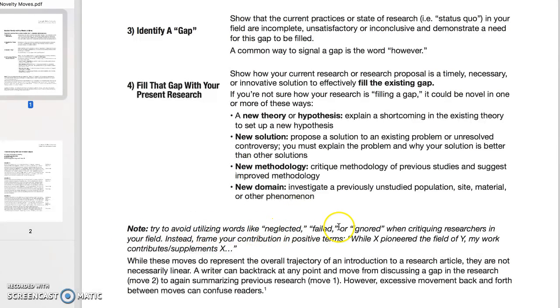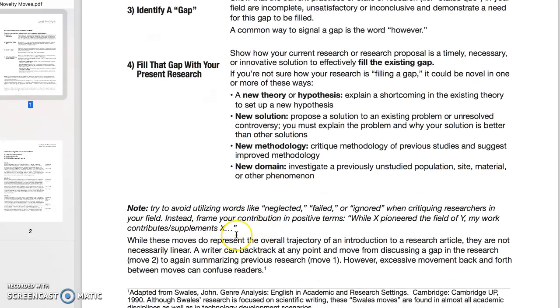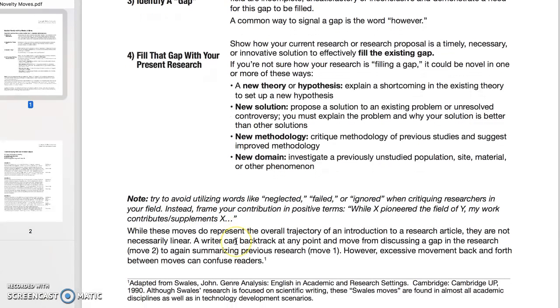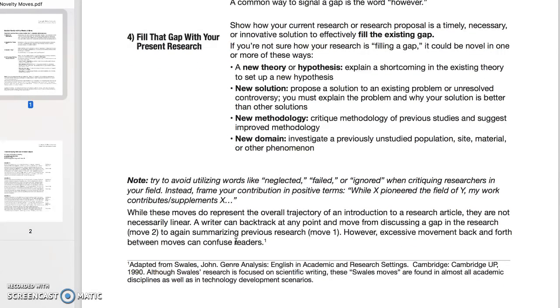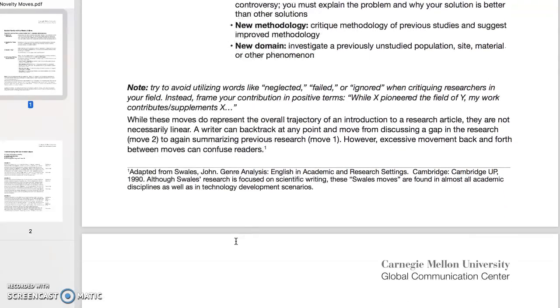And just a little note here is to try to, when framing the gap in the research, frame it in a positive light. So maybe, like I said earlier, I said failed. Maybe instead of failed, think about it more like while X pioneered this field or made this discovery, my work contributes, it supplements, it investigates this in a new way, making sure to frame your contributions in a positive light, and I'm sure that will be better received.